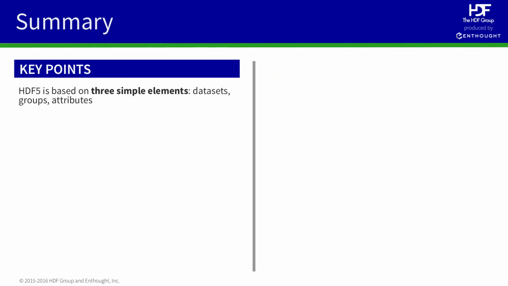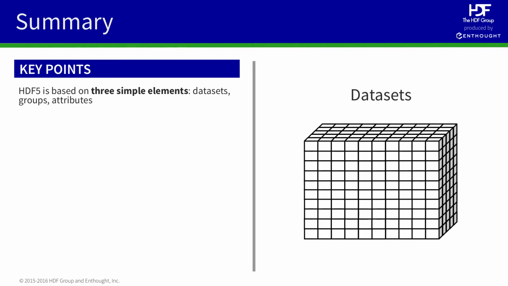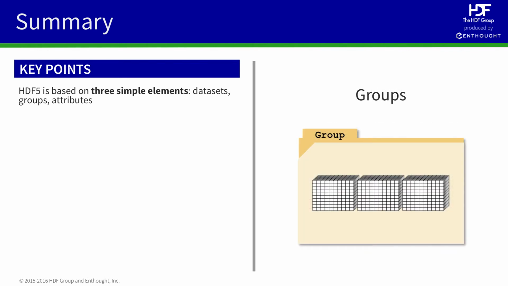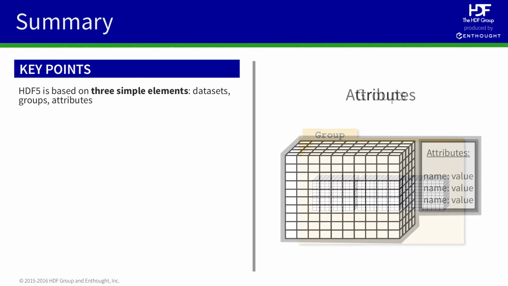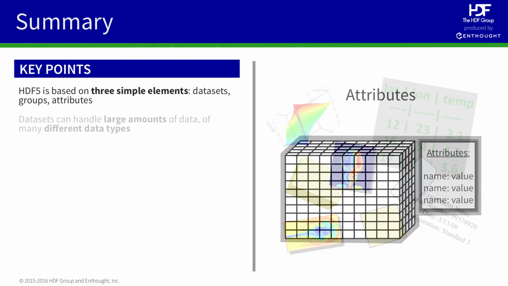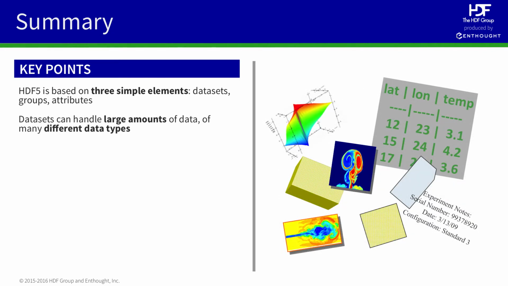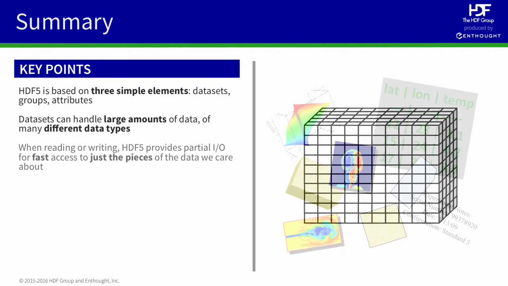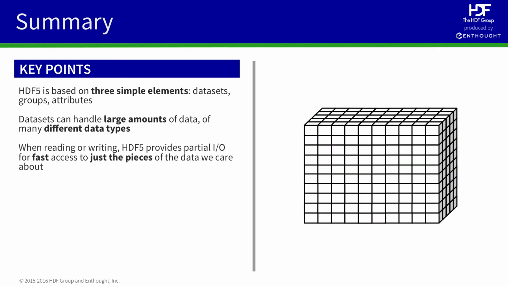So, to summarize, HDF5 is based on just 3 simple elements: datasets that store numerical data, groups that provide organization and structure for that data, and attributes that provide the context information required to make sense of it. Datasets can handle very large amounts of data and can be of many different types. HDF5 provides fast, effective partial I/O that allows us to read and write only portions of the data that we care about.